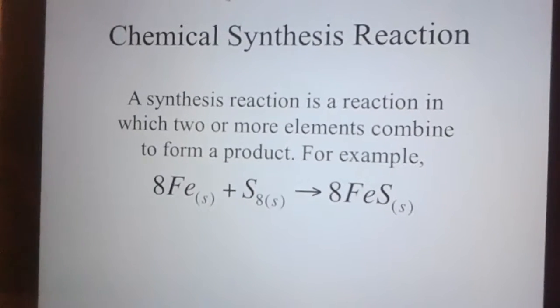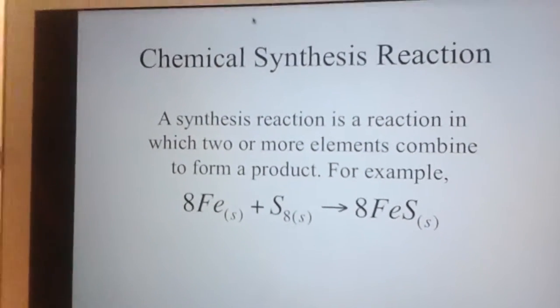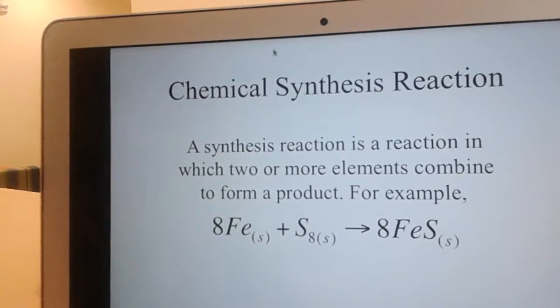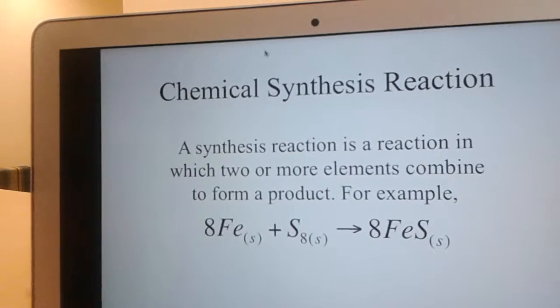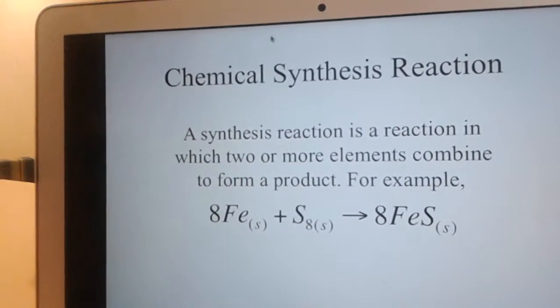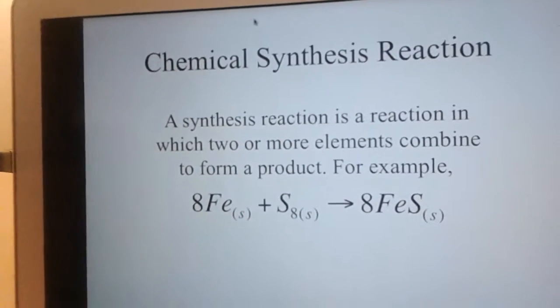Here we see an example of chemical synthesis reaction. A synthesis chemical reaction is a reaction in which two or more elements are combined to form a product. For example, here we see iron and sulfur combined into iron sulfide.